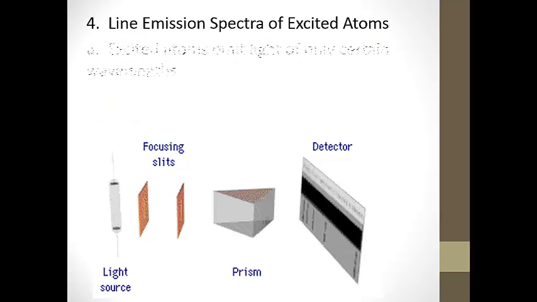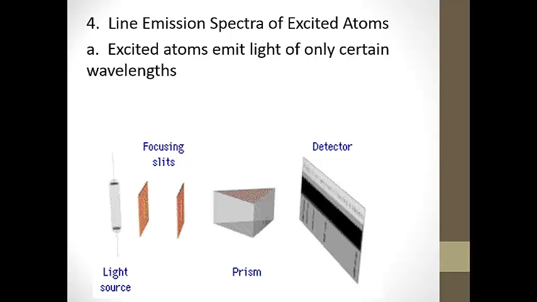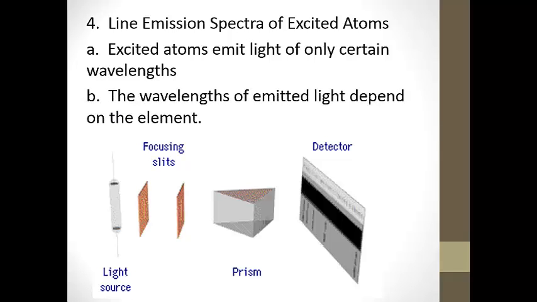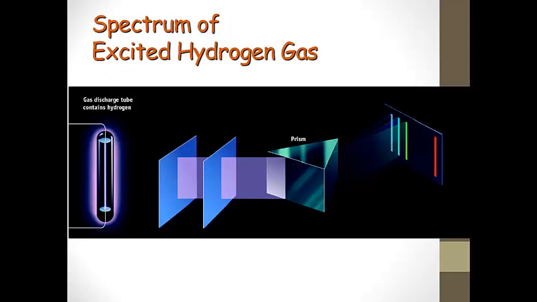As far as the line emission spectra, we know that the excited atoms are going to emit light when they are losing energy, and the wavelength of light will depend on the element. So each element will have its own spectra unique to it. We need a light source, definitely, and we need a prism so that we can detect the different light colors, the different wavelengths that we get for that particular atom.